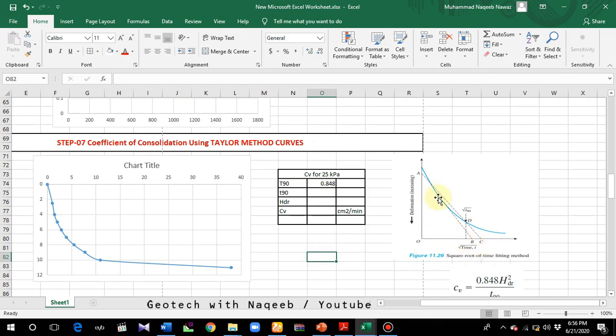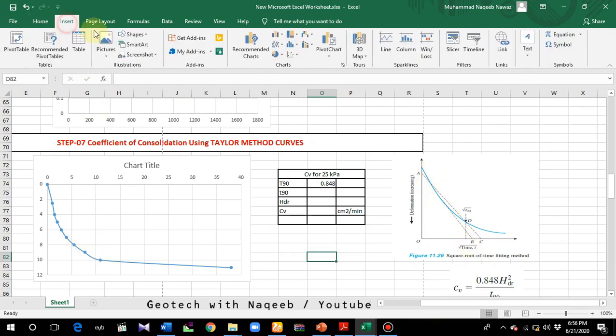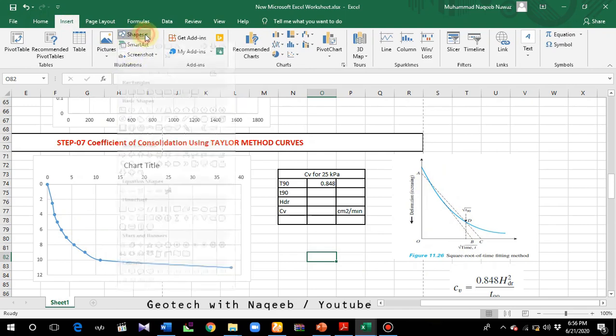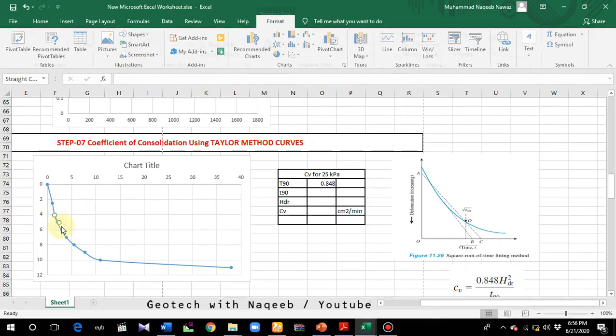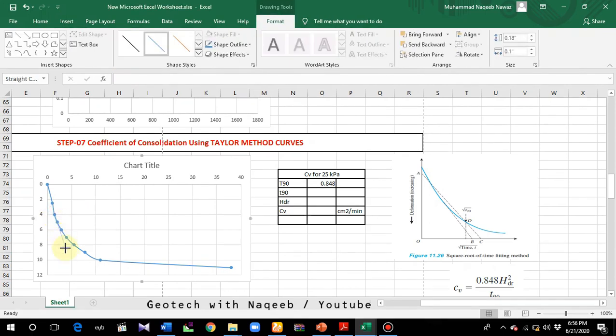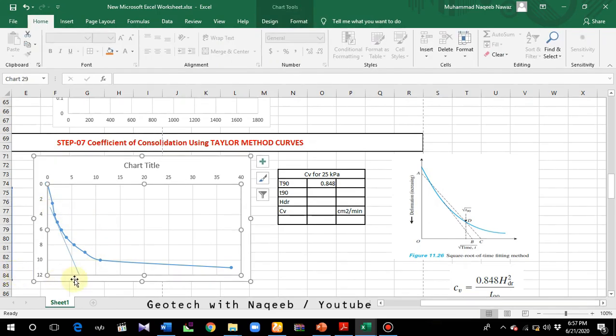How? Firstly, these are the steps. Firstly, you will have to extend the linear portion of the curve backward at the start of the curve. So what I will do there, we will insert the shape here. So let's say here is the initial portion of the curve which is straight. I will extend it here and join this to the y-axis.